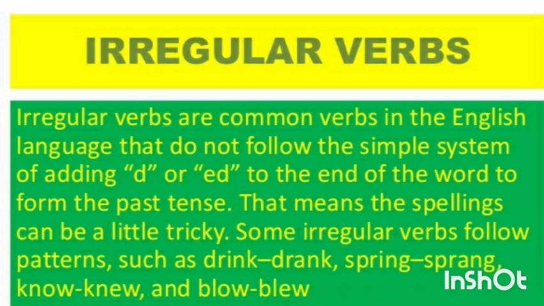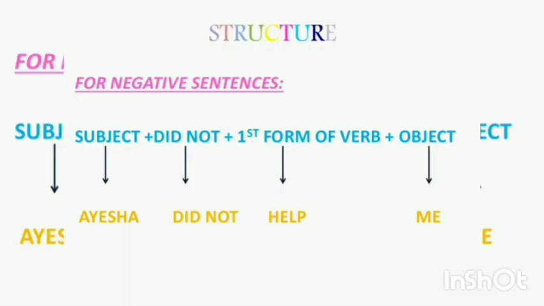Irregular verbs. Irregular verbs are common verbs in the English language that do not follow the simple system of adding D or ED. Okay, while making the past form of an irregular verb, you need not add D or ED to the end of the word to form the past tense. That means the spellings can be a little tricky. Yes, students. Some irregular verbs, just see: drink, drank, spring, sprang, know, knew, blow, blew. You can easily see the past form of these irregular verbs. Drink, drank, spring, sprang, like that.